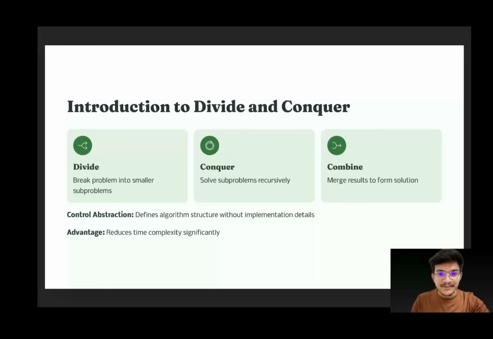First, we divide the problem into smaller parts. Then we solve each problem recursively. Finally, we combine the results to get the final solution. It also uses control abstraction, which defines the structure of the algorithm without implementation details. The main advantages are to reduce time complexity and improve efficiency.